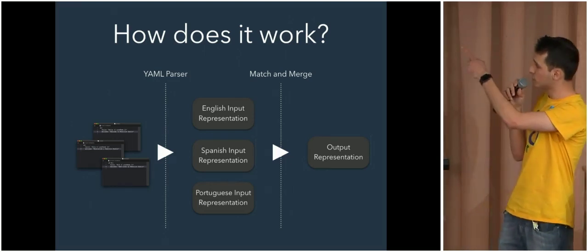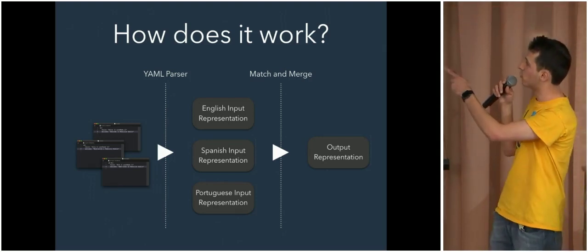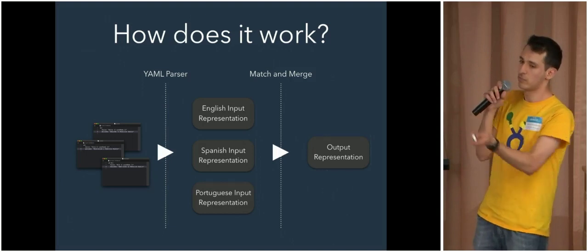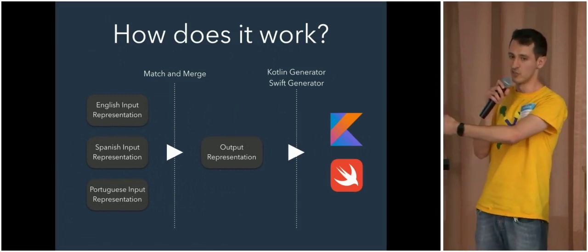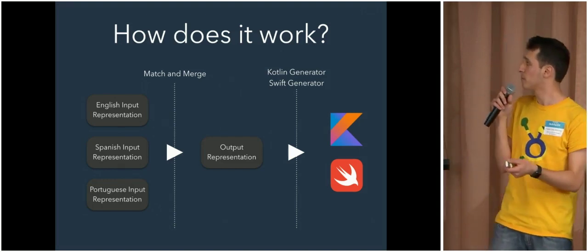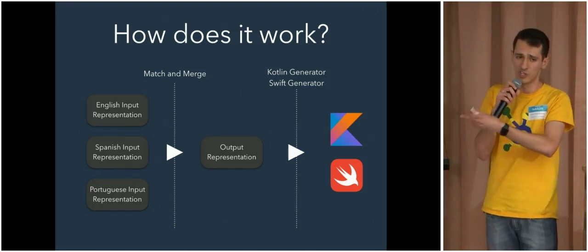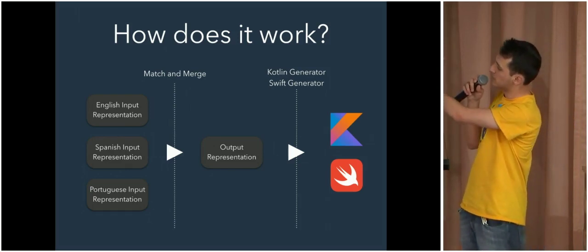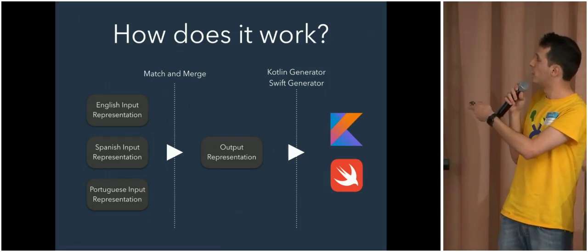Then we match and merge these representations to create something called an output representation. At this point, we can see if some strings are missing in these other languages, and we can also detect some other errors. After this, we give this output representation to our generator. Right now we support Kotlin and Swift, so we have a Kotlin generator and a Swift generator, and this will generate the code. We could potentially extend this and also support Objective-C, Java, JavaScript, or any other language. As long as you create something that takes this output representation and gives some code, it should work. So it's really easy to extend this if we need to.